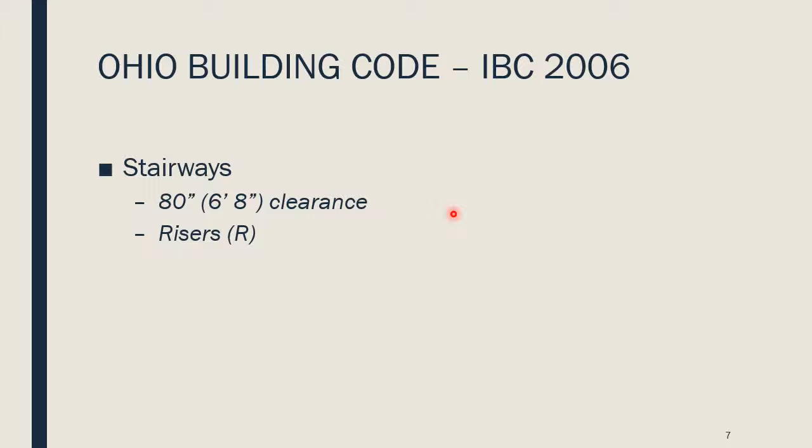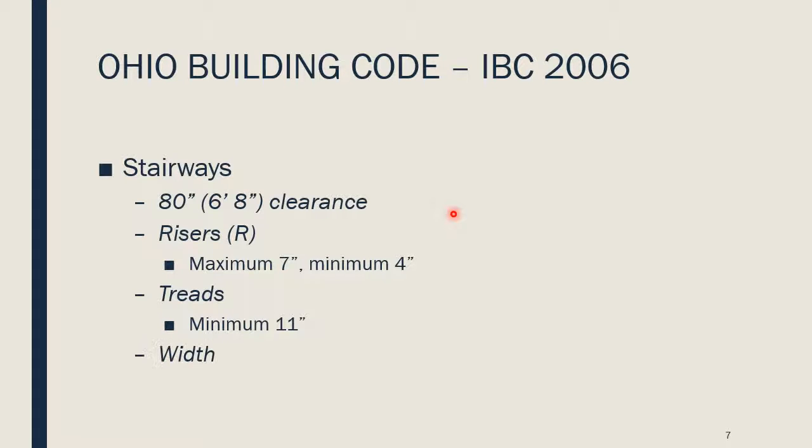We're told that the risers can be a maximum of 7 inches high and a minimum of 4 inches high. So our 7.5 inches would be too tall. Treads have to be a minimum of 11 inches. And our treads are 9 inches, so they are too small. So in those two areas, the commercial building would not meet the Ohio Building Code.